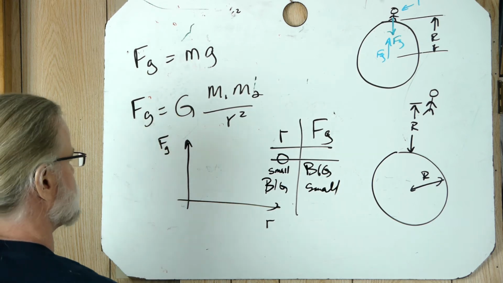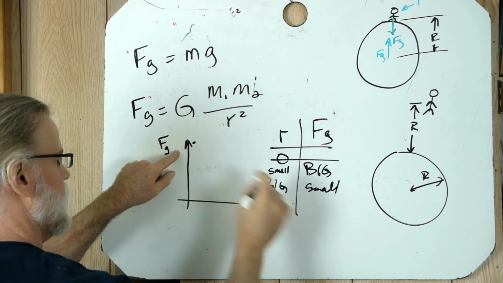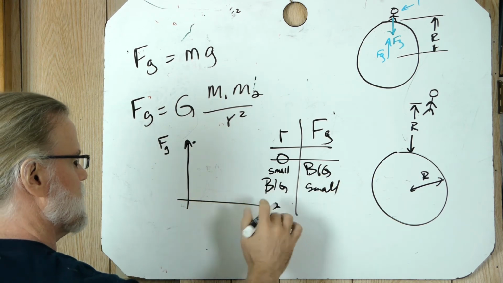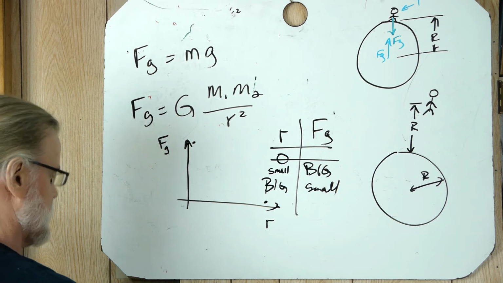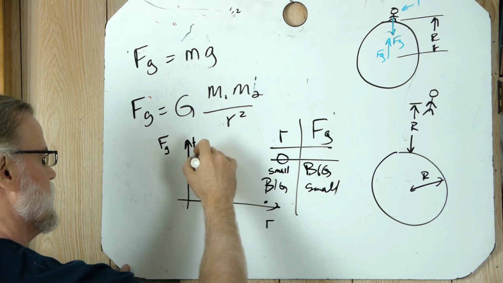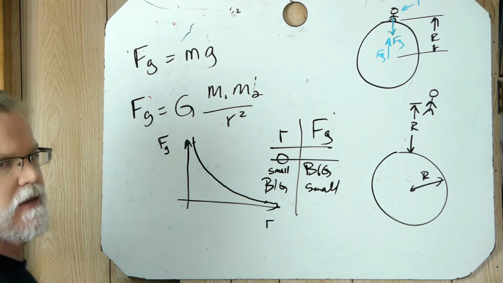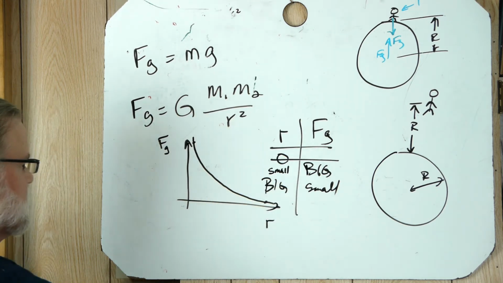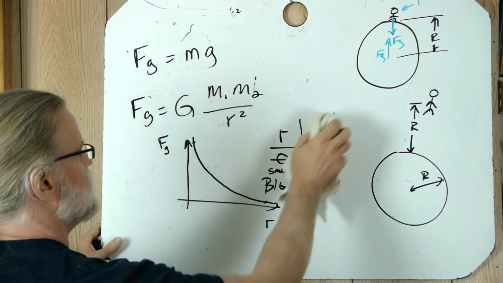All right, so we got it. We have to graph that. When r is small, Fg is big, and when r is big, Fg is small. And I have to figure out how to connect those. r can't be 0, so it must look something like that. Okay, that's an inverse square graph. All right, very good.